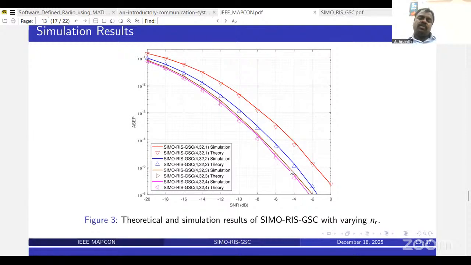In the same way, if you see the 3rd and 4th, they are more or less close. This is the observation we were able to make from this figure.